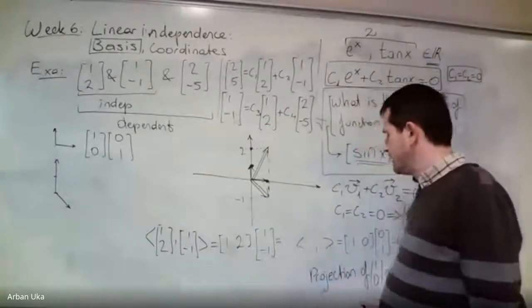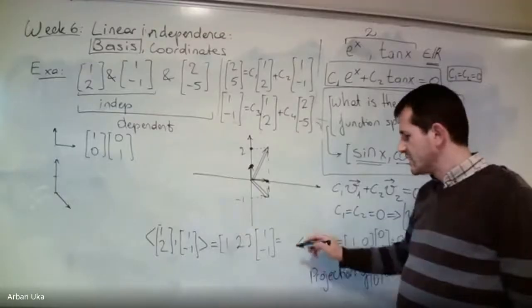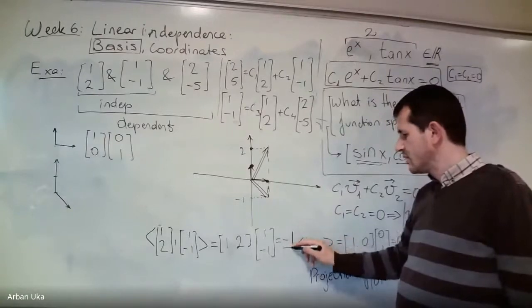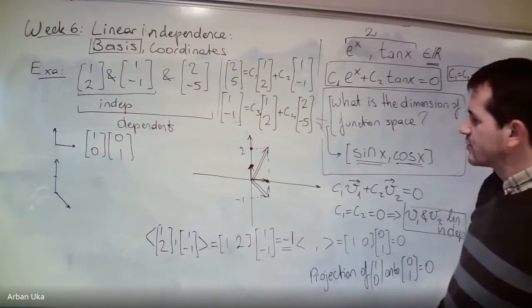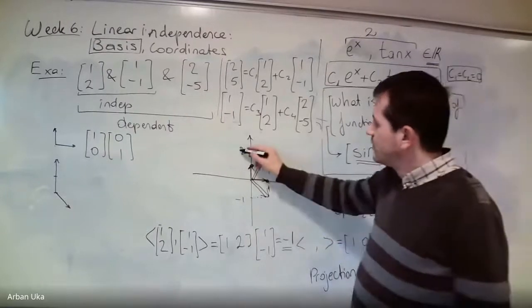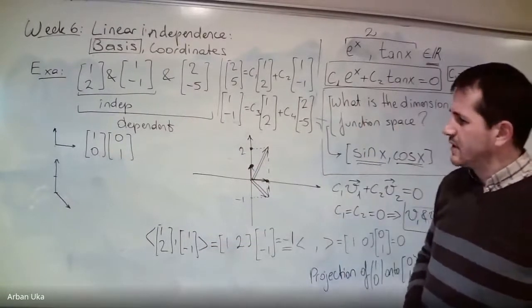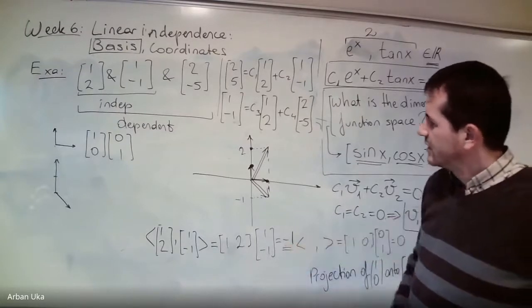So what do we get here? 1 times 1 plus 2 times minus 1. So it's 1 plus minus 2, so it's minus 1. That's true. So here we have minus 1. It looks like the inner product is different from 0, which means the angle between these two is not 90 degrees, and we can easily see that. But the projection is a negative number, okay?